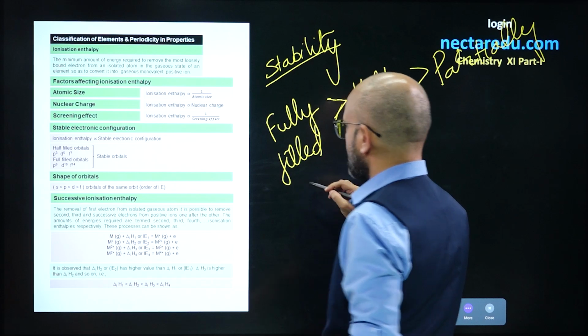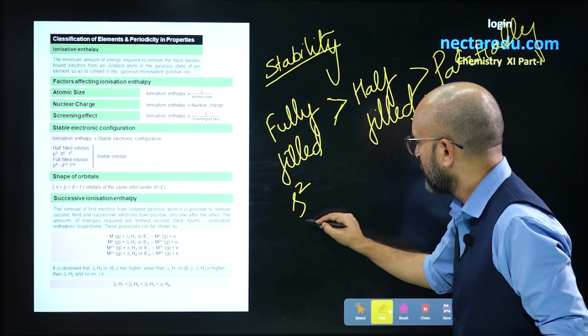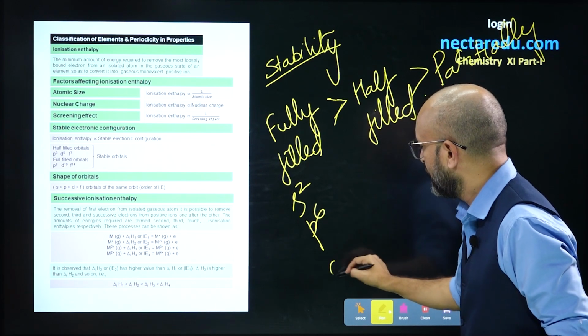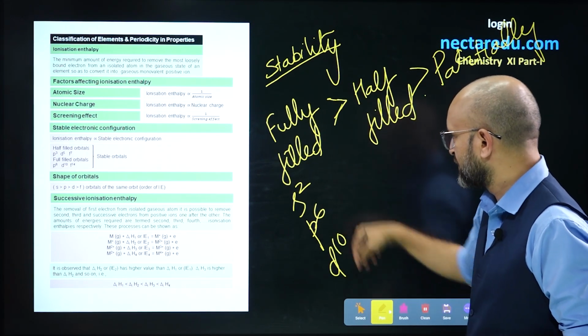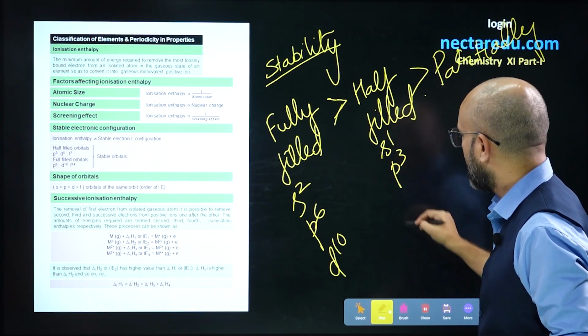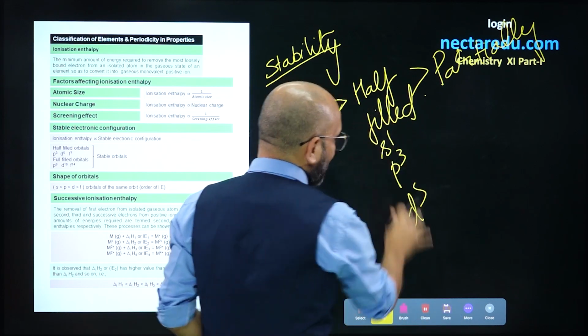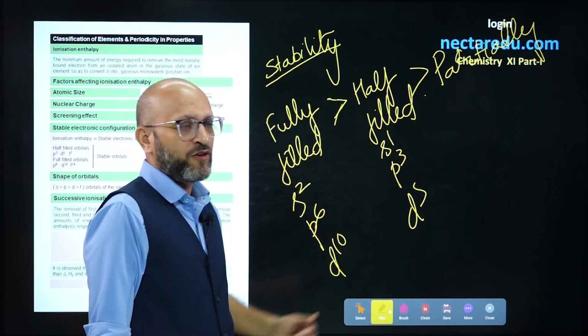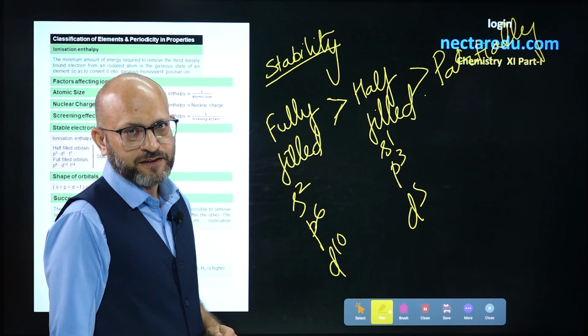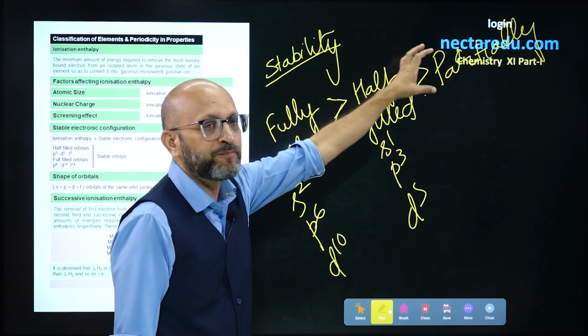Okay. So fully filled is s2 or p6 or d10. These are fully filled subshells. Half filled is s1, p3 and d5. These are half filled subshells, and anything other than these two will be called partially filled subshells. So most stable is fully filled subshell, then half filled, then partially filled.